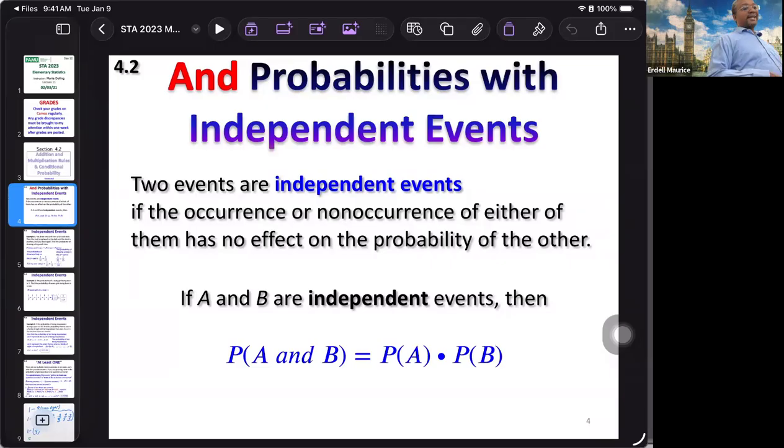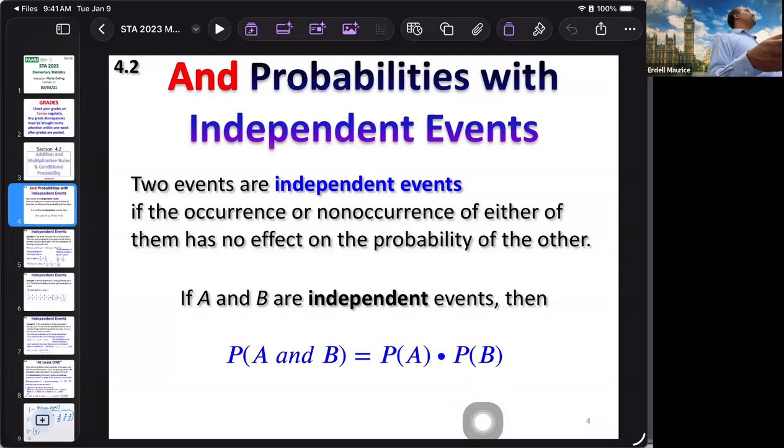Here's the thing. When two events are independent, the probability simplifies. The probability of the two things happening is simply the product of each probability. If two things are independent, you just multiply the probabilities together. The classic example is spinning a coin and rolling a die. Spinning the coin will not affect the die, correct? Rolling the die will not affect the coin, yes?